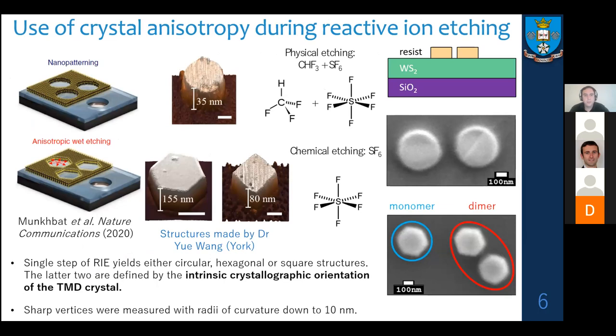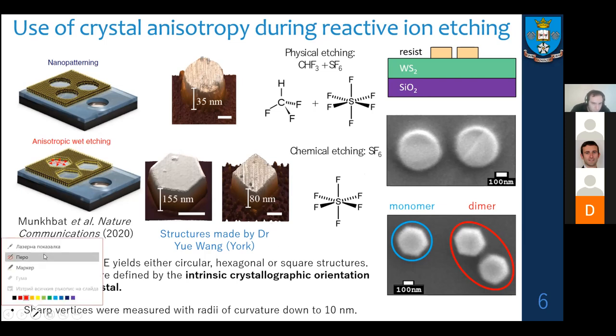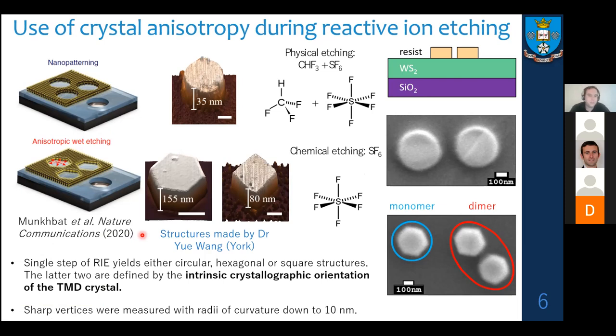So what we worked on is fabricating these single nanopillar antennas. We used the crystal etching anisotropy to fabricate the different shapes. So we can use all dry reactive ion etching to form these structures, but we can fabricate basically circular, hexagonal, or square structures, as you can see in the images in the middle. And we basically use the fact that the etching mechanism will selectively etch one crystal axis faster than the other to form these structures.